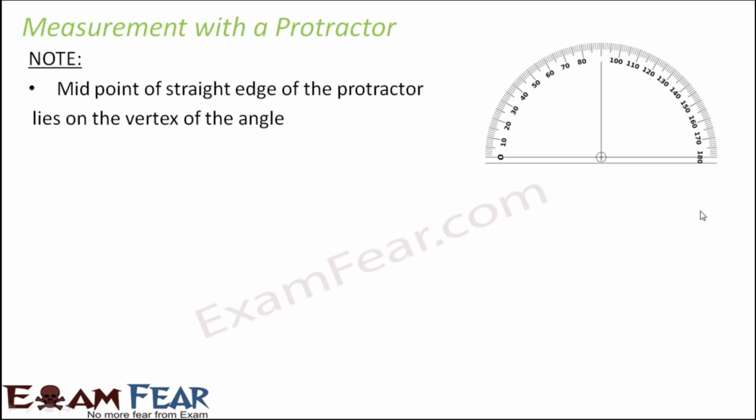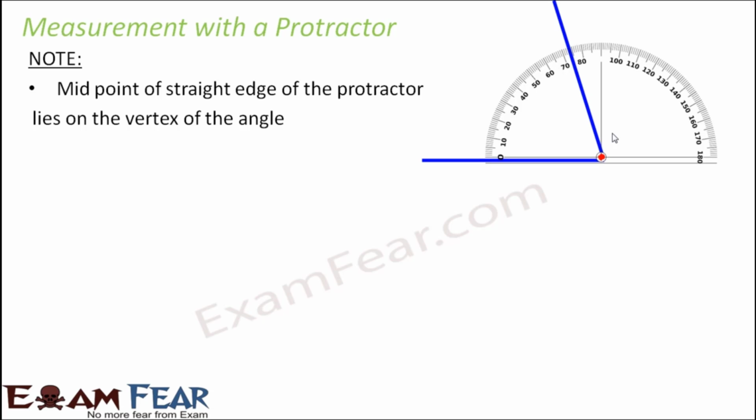So let's say that you are given an angle and you need to measure it. The first thing that you need to remember is the midpoint of the straight edge of the protractor lies on the vertex of the angle. So this is your protractor, this is the straight edge, and this is the curved edge. The straight edge has a midpoint, this point. So we need to make sure that this point lies exactly on the vertex of the angle.